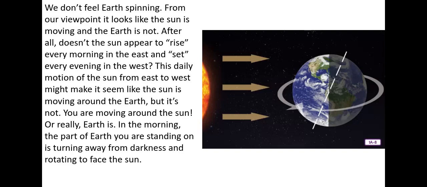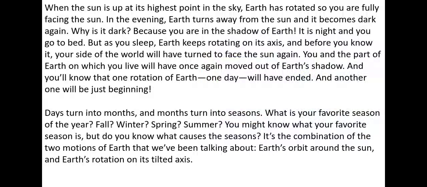In the morning, the part of earth you are standing on is turning away from darkness and rotating to face the sun. When the sun is up at its highest point in the sky, earth has rotated so you are fully facing the sun. In the evening, earth turns away from the sun and it becomes dark again. Why is it dark? Because you are in the shadow of earth. It is night and you go to bed.